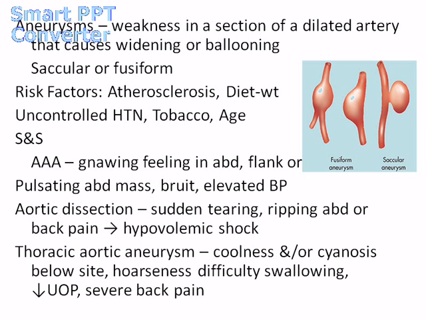Okay, aneurysms are a weakness in a section of a dilated artery that causes a widening or a ballooning in the wall of a blood vessel. They can occur in 2 forms. They can be saccular, which only affects one side of the artery, or they can be fusiform, which involves the complete circumference of the artery. 75% of aneurysms are abdominal aortic aneurysm.